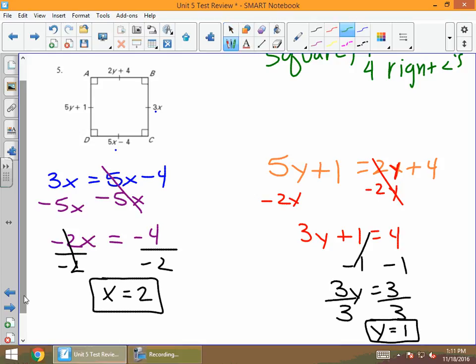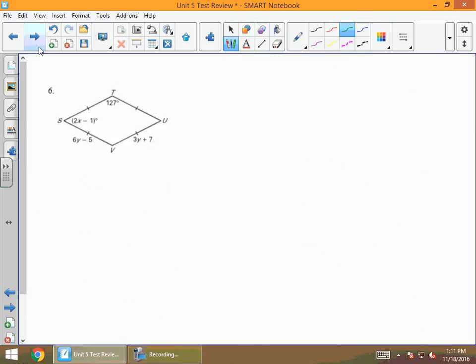Questions over there? What kind of parallelogram do we have in 6? Rhombus. Okay, why do we know it's a rhombus? 4 equal sides. So why isn't it a square? Squares have 4 equal sides. Very good. It doesn't have right angles. This guy right here is saying it's 127 degrees. That's not a right angle. So the only thing it can be is a rhombus.